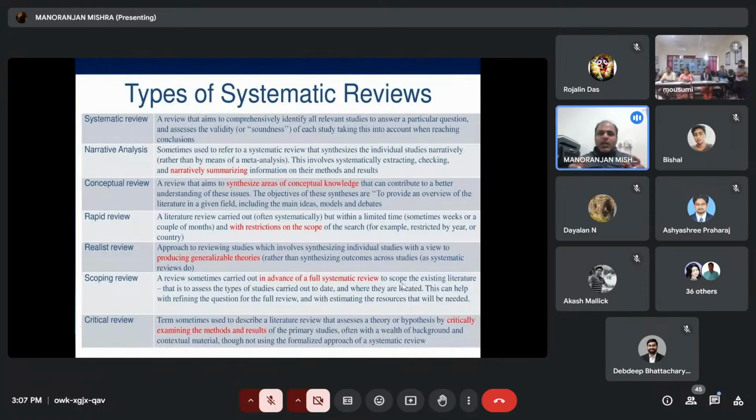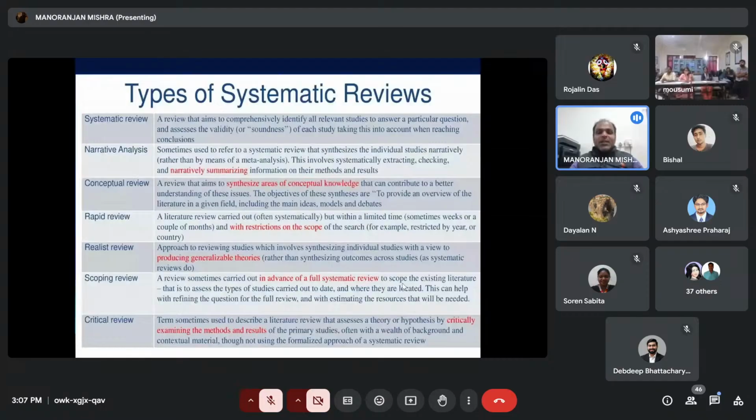Then you can have an idea exactly: what has happened in the last 30 years? What is the projection for the next 30 years? What will be the best review which I should go for? Then critical review, a term sometimes used to describe a literature review that assesses a theory or a hypothesis by critically examining the methods and results of the primary studies, often with a wealth of background and contextual material, though not using a formalized approach for systematic review.